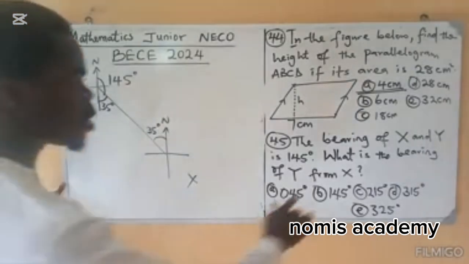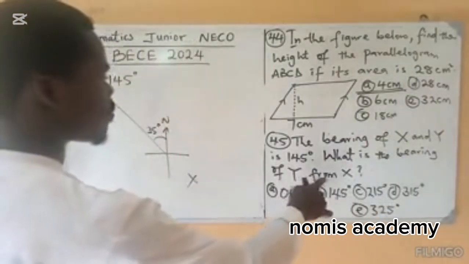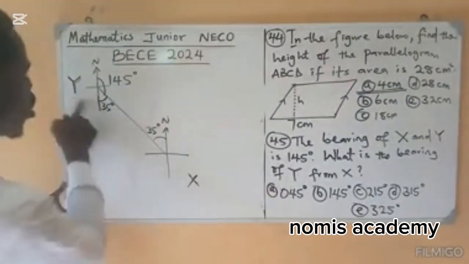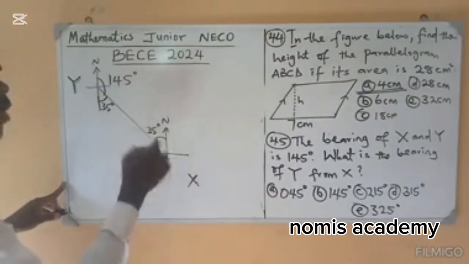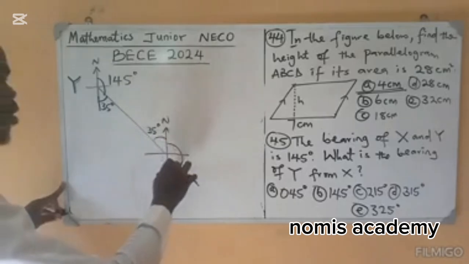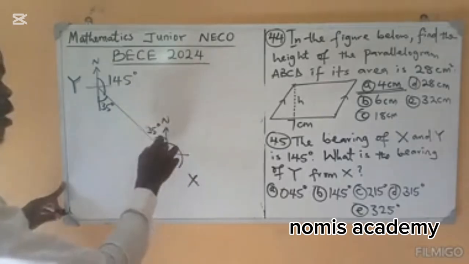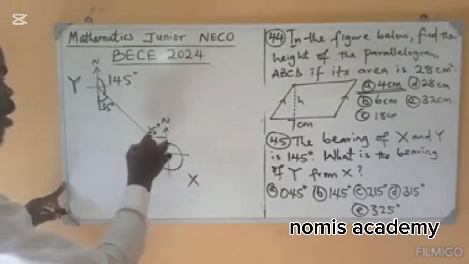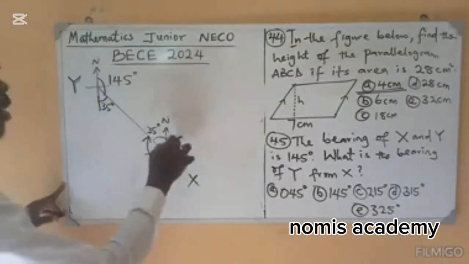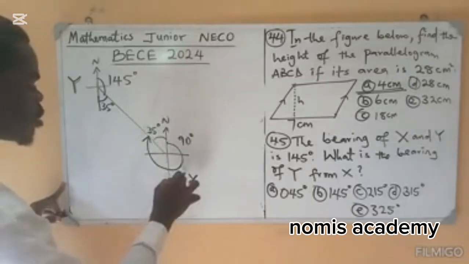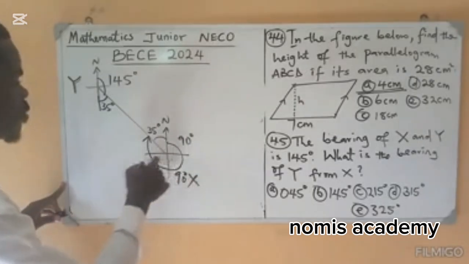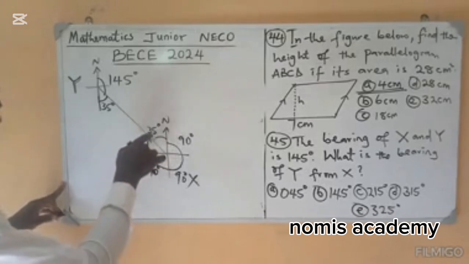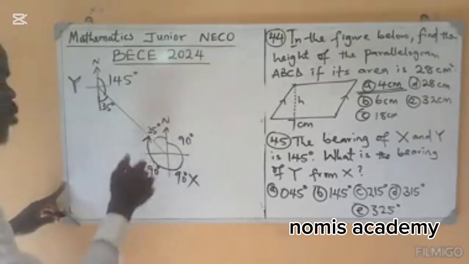Now the question says, what is the bearing of Y from X? This is point Y, and this is X. To get the bearing, we measure from the cardinal point north to where we have the line. So this is 90 degrees plus 90 degrees plus 90 degrees. Each of them is a right angle. Now we also have another right angle, but we need to subtract 35 from it.